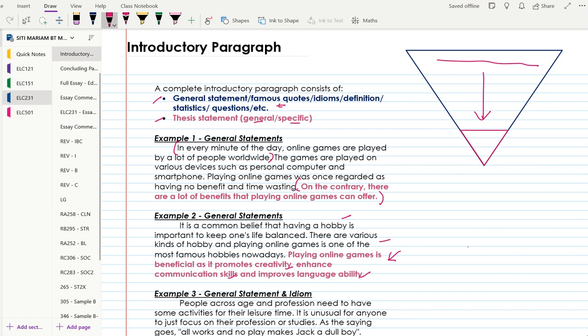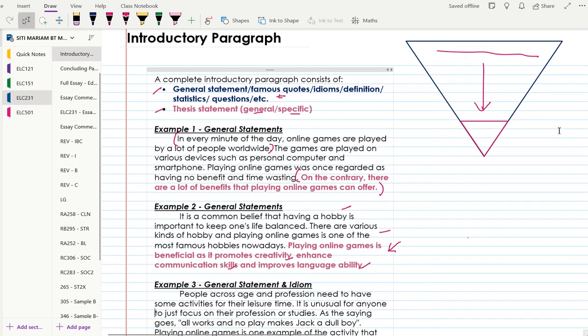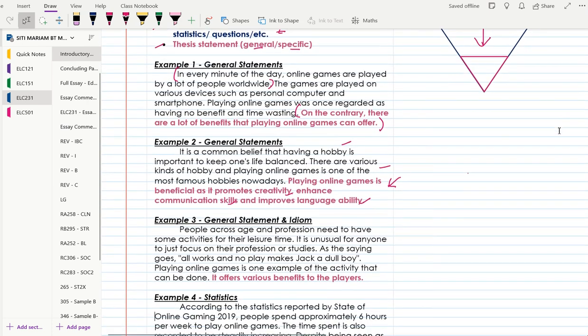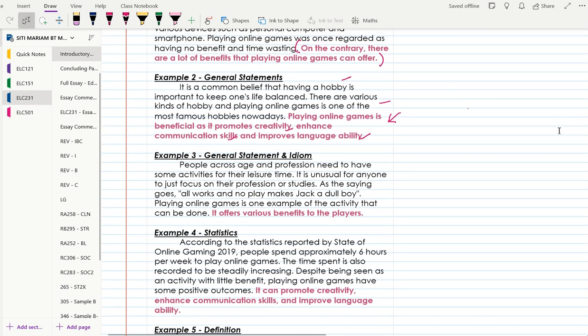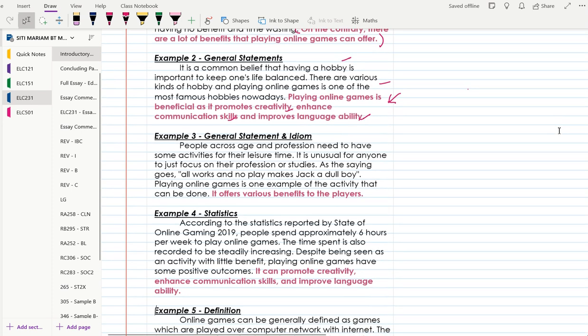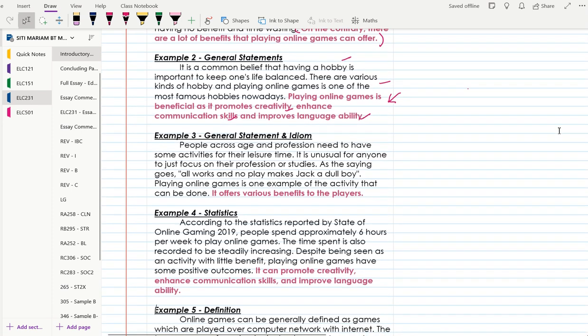So my suggestion is that if you can see that the first part of the introductory paragraph is already long, you can opt for a general thesis statement so that you can save the number of words. If you think that you can use a specific thesis statement like the second example, it should be fine as well. Okay, the point is you have to make it balanced.